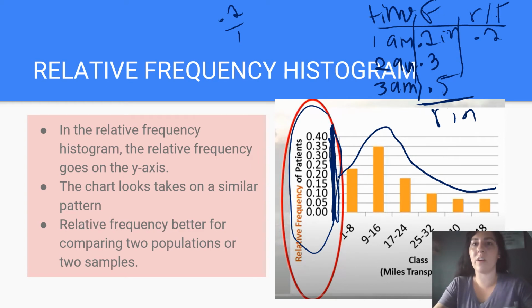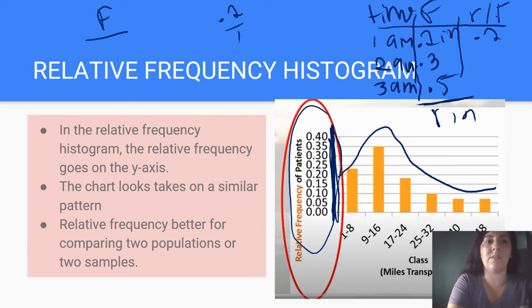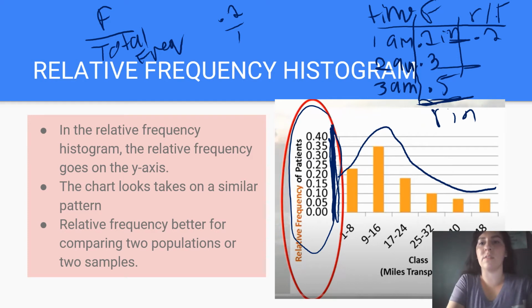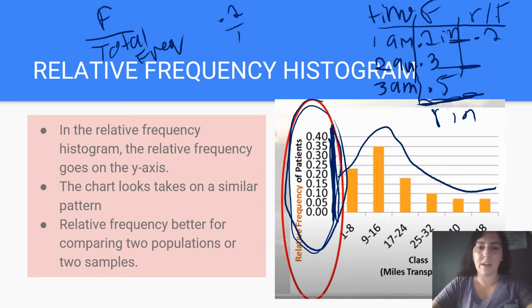So how you can figure out your relative frequency is you take the frequency amount and divide that by the total frequency. All you have to do is add these up, and each one you divide by the total. So divide the 0.3 by the total, divide the 0.5 by that total, and then you'll get the relative frequency, which is going to be a percentage. And then this is how you would plot it on a histogram.